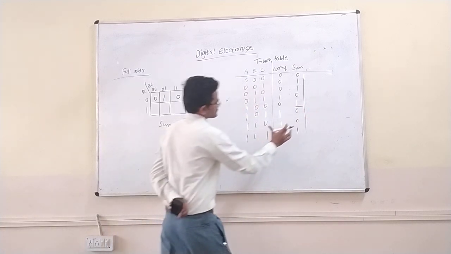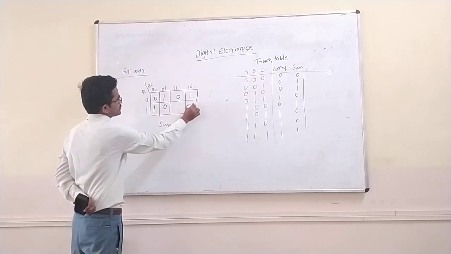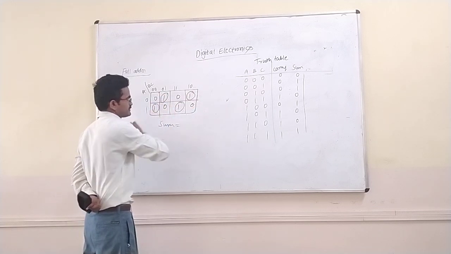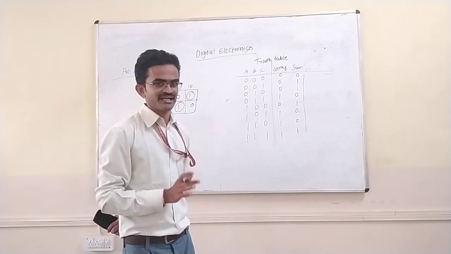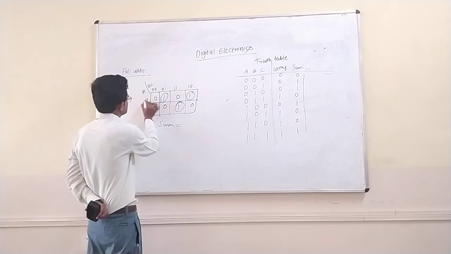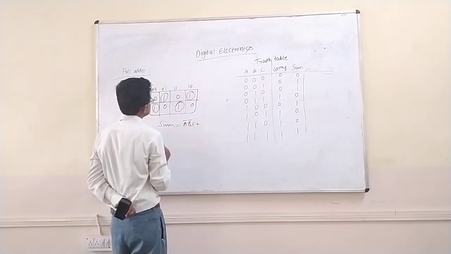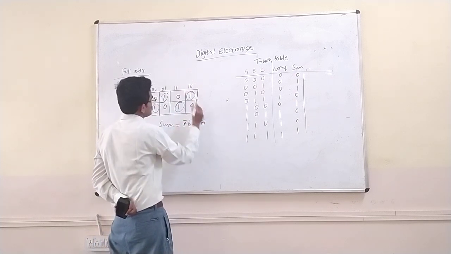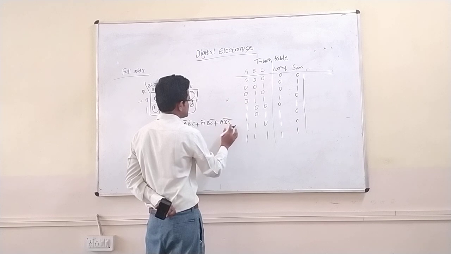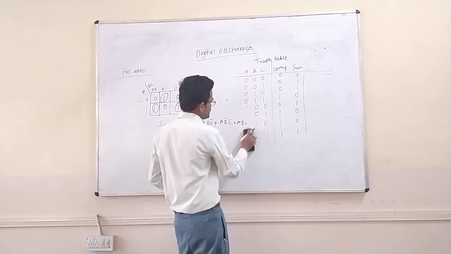Next, 1 0 0 1. Correct? Here, just map this, because there are no adjacent ones. Correct? The only possibility is making single groups. So first write the expression for this. This is A bar B bar C plus A bar B C bar plus A B bar C bar plus ABC plus ABC. Now simplify this one.